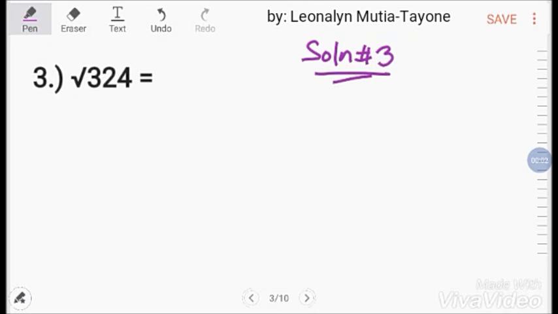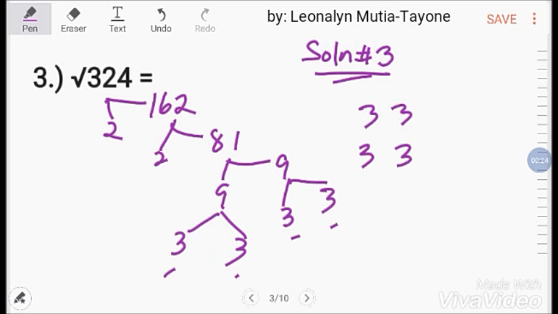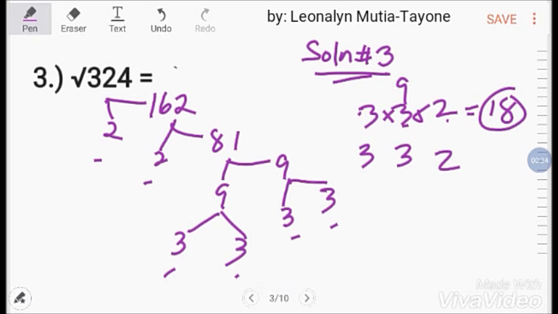Question number 3. Hanapan natin ng mga prime factors. Ngayon, ipares natin. Apat na 3. So, tig dalawang 3. Dalawang 2. So, tig isa sila. 3 times 3 equals 9. Times 2 equals 18. So, ang answer dito ay 18.